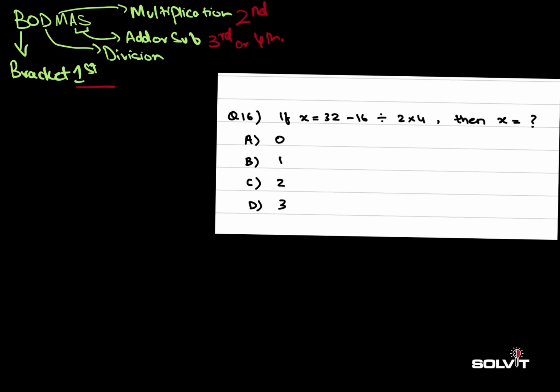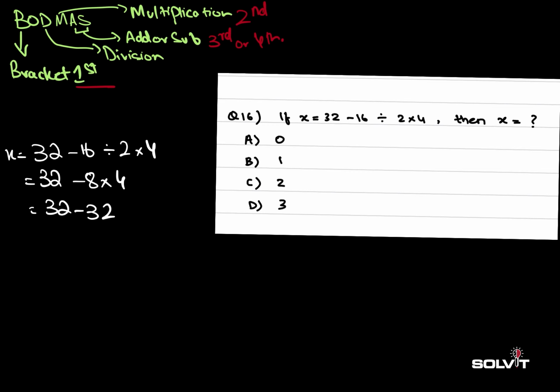So x equals 32 minus 16 divided by 2 multiplied by 4. That is the question. So when 16 is divided by 2, it would give us 8. And then we'll have to multiply, so 8 times 4 is 32. So 32 minus 32 would give us 0. So x would be equal to 0. That is the answer for this question, following the order of operations, that is BODMAS.